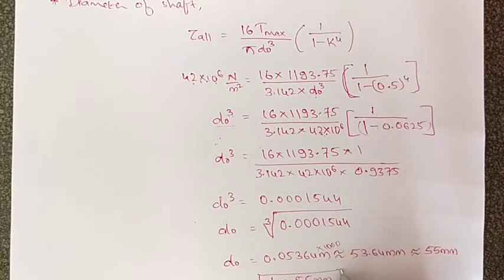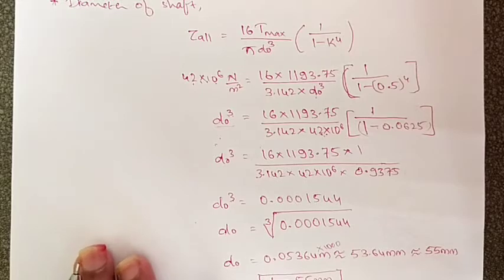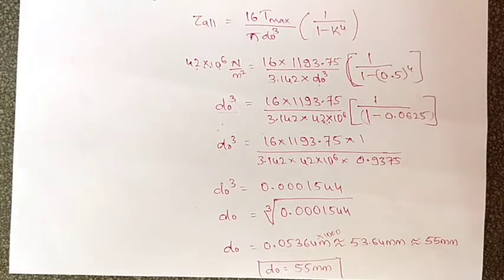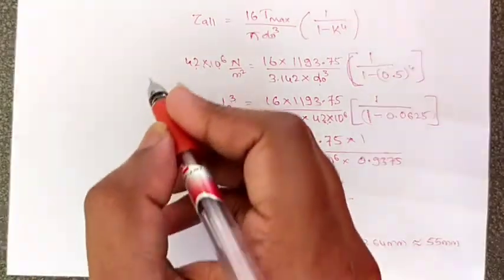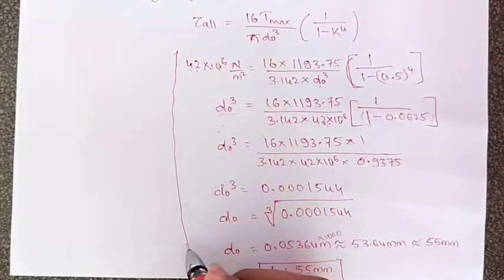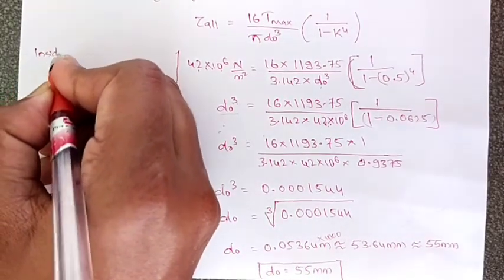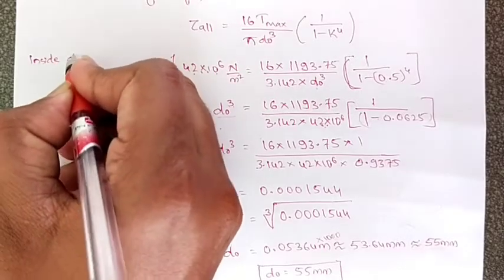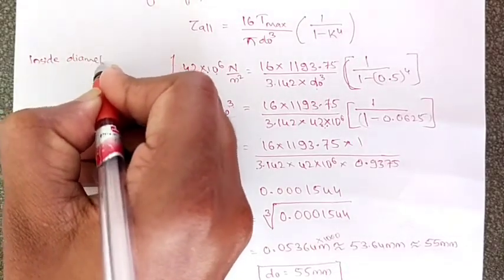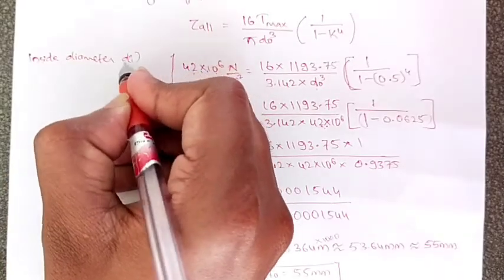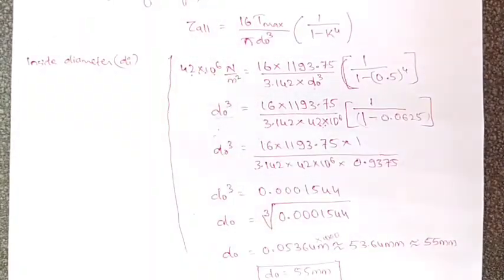So this will be the value of the outside diameter, that is d naught is equal to 55 mm. Now you want one more thing, that is the inside diameter also. Inside diameter di, okay, you want di also. You should find the inside diameter di.